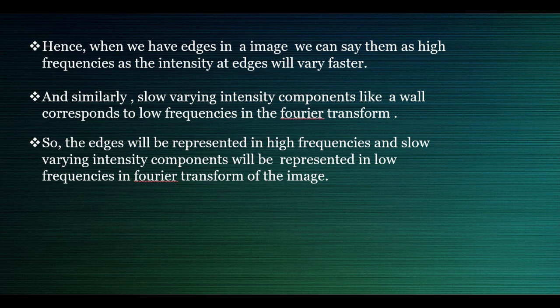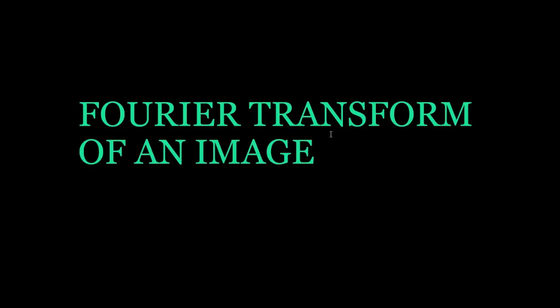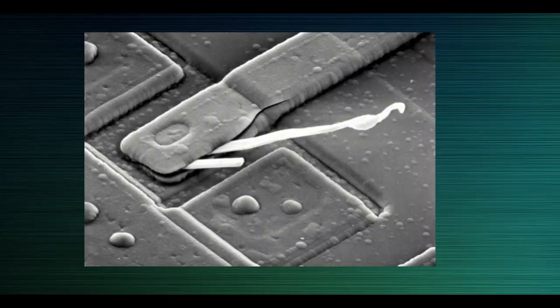And when we see slowly varying intensity components like a wall, we can tell that we have a low frequency component at that place. So edges will be represented as high frequencies and slowly varying components will be represented as low frequencies in the Fourier transform of the image. Now let's see the Fourier transform of an image using MATLAB.